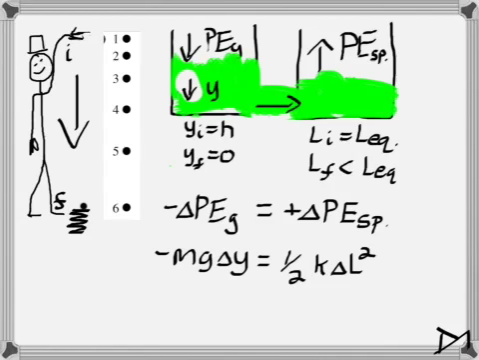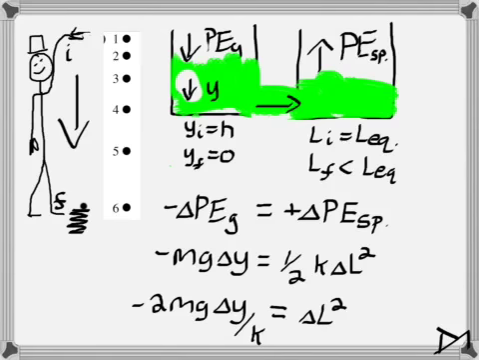Compress the spring 2 centimeters, and then compress the spring another 2 centimeters. Well, double the compression of the spring takes 4 times the energy. Triple the compression of the spring, triple squared, takes 9 times the energy. So we rearrange our formulas, and we can solve for how much the spring gets compressed, depending on the height of the ball that's dropped, delta y, and the strength of the spring, k.